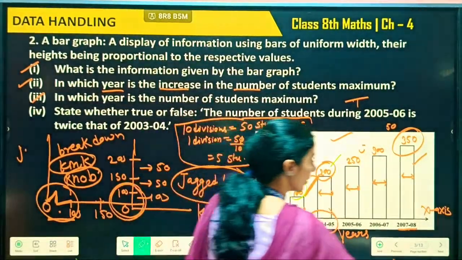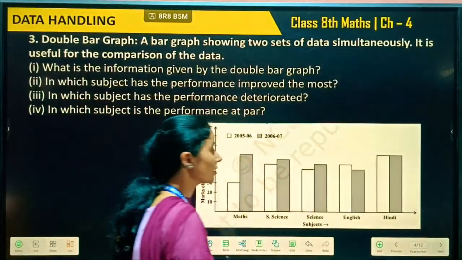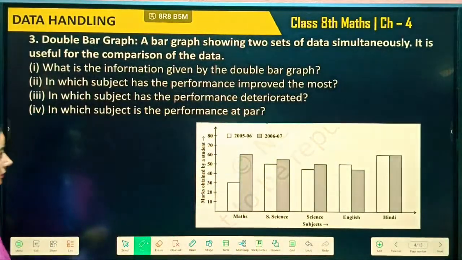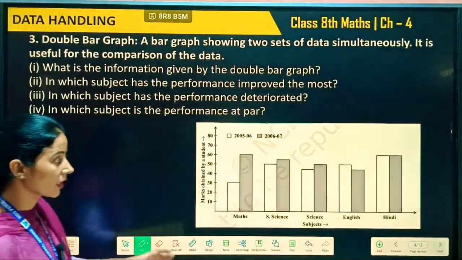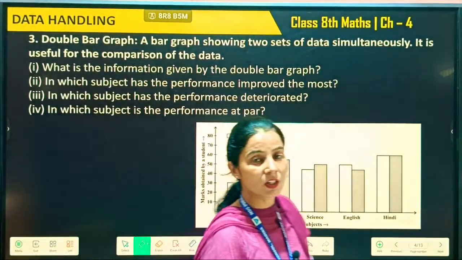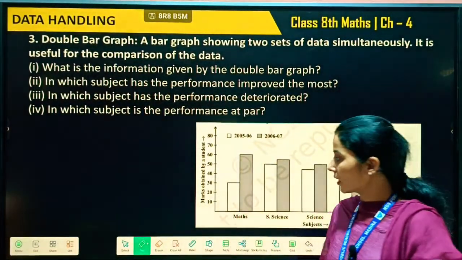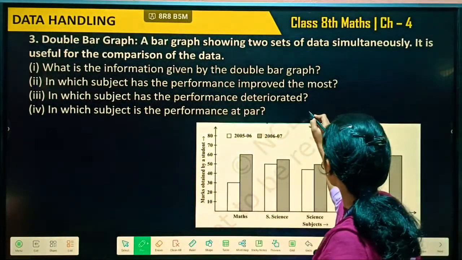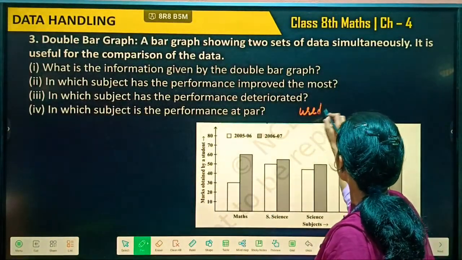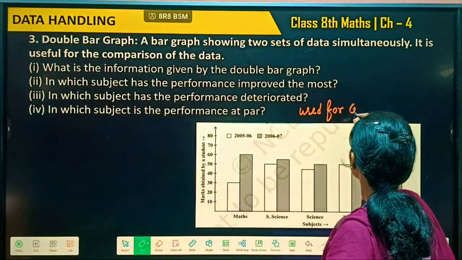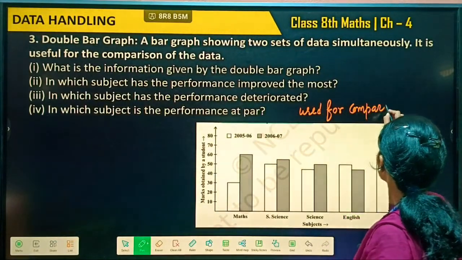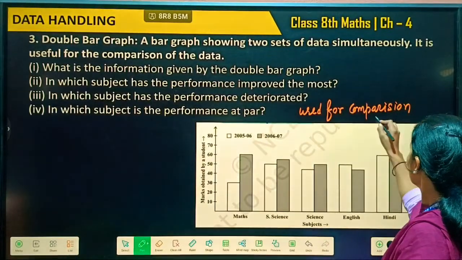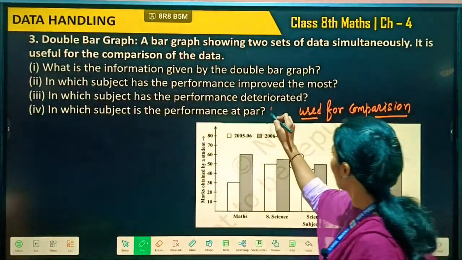See next, double bar graph. What is double bar graph? Double bar graph is also used to depict information, to display information in the form of bars. But usually it is used for comparison. It is used for comparison.